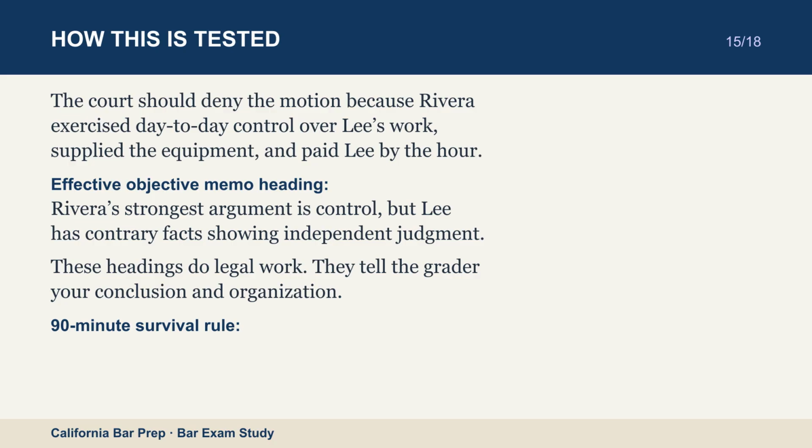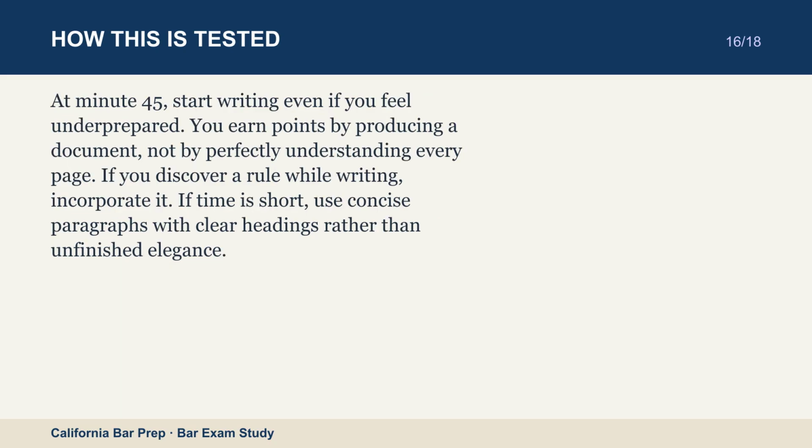90-minute survival rule. At minute 45, start writing even if you feel underprepared. You earn points by producing a document, not by perfectly understanding every page. If you discover a rule while writing, incorporate it. If time is short, use concise paragraphs with clear headings rather than unfinished elegance.